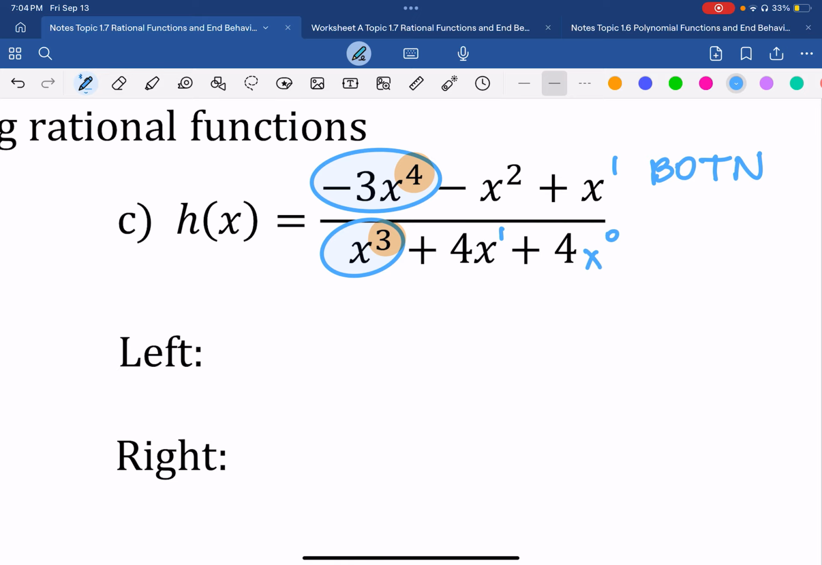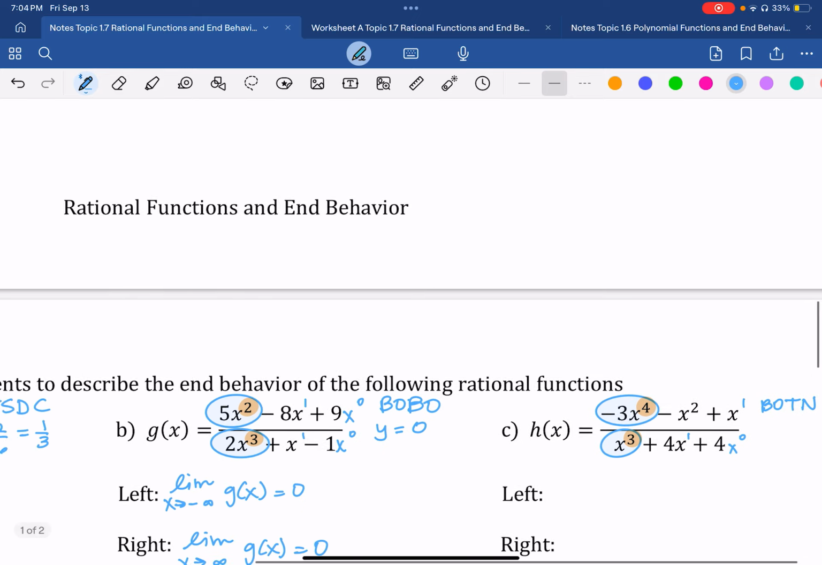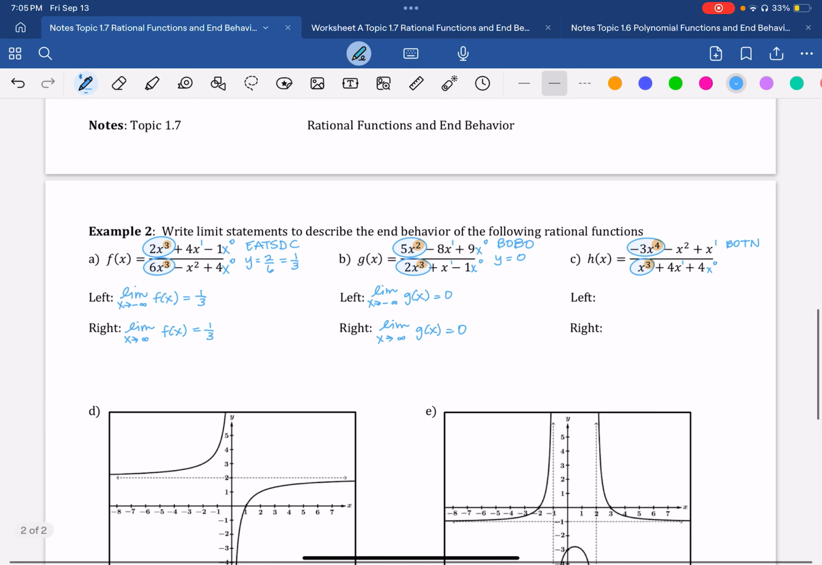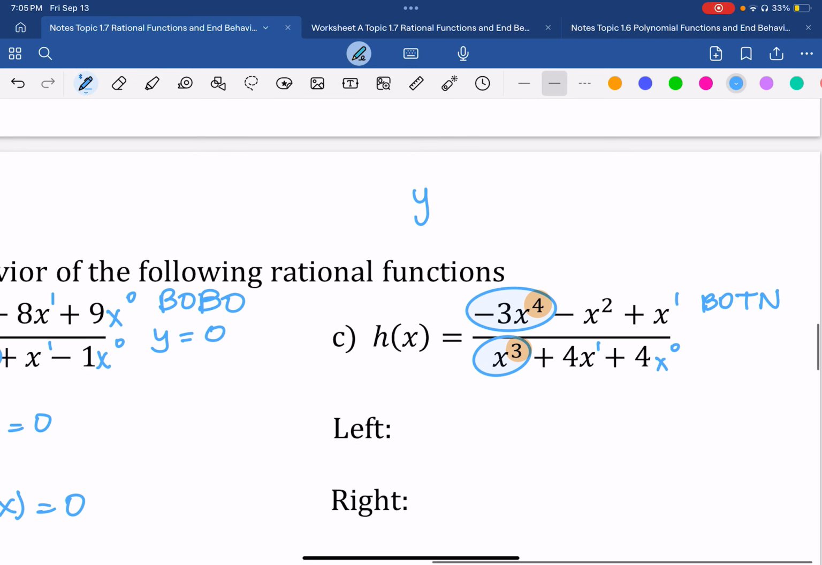Now this one does not have a horizontal asymptote, but we can follow the steps I had you write under case 3. So the first thing you're going to do is divide the coefficients to figure out if your coefficient will be positive or negative, and then subtract the exponents to see if your degree will be even or odd. Okay, so I'm going to do that here. My coefficients are negative 3 in the numerator, and there is an imaginary 1 here, so divide it by 1. And then you have x, and then subtract your exponents, 4 minus 3. Okay, that becomes y equals negative 3 times x to the power of 1.